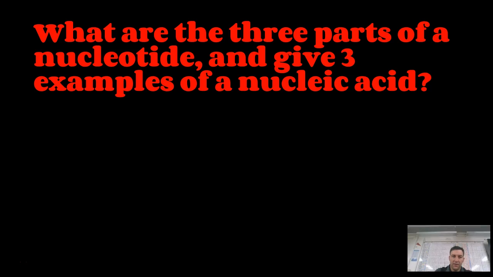Okay, what are the 3 parts of a nucleotide? We've already answered that, but hopefully you can. I would write this question down. Just make sure, again, this is a target. And again, give 3 examples of nucleic acids, target 2. Okay, this should not be a problem. So we have the nitrogenous base, sugar, and then we have the phosphate group. We have different nucleic acids, ATP, RNA, DNA.